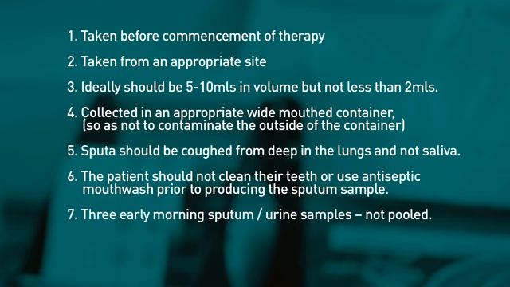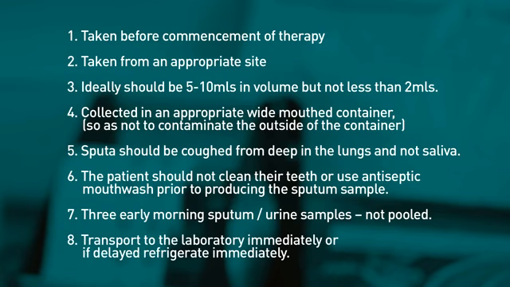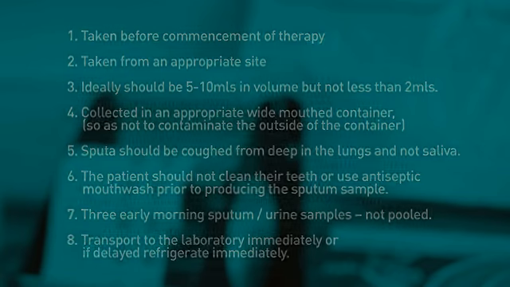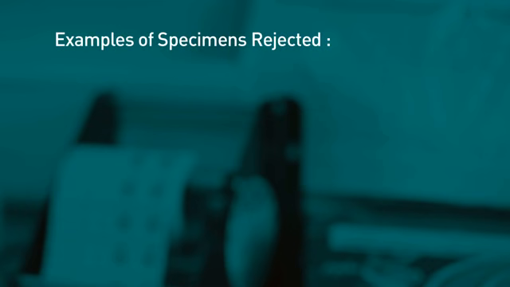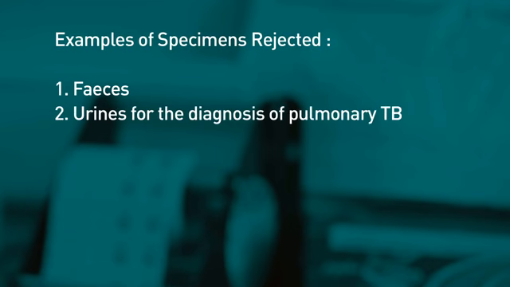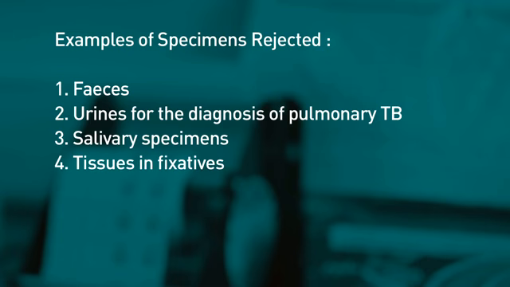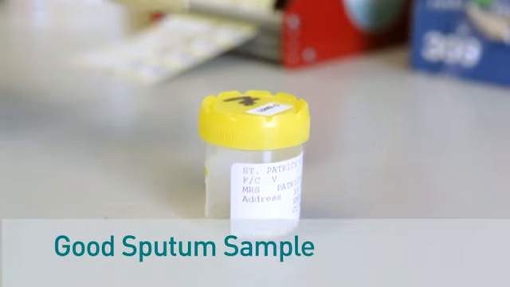3 early morning sputum samples, not pooled. Transport to the laboratory immediately, or if delayed, refrigerate immediately. Examples of specimens rejected are feces, urines for the diagnosis of pulmonary TB, salivary specimens, tissues in fixatives, dried swabs. This part of the process takes approximately 1 hour.